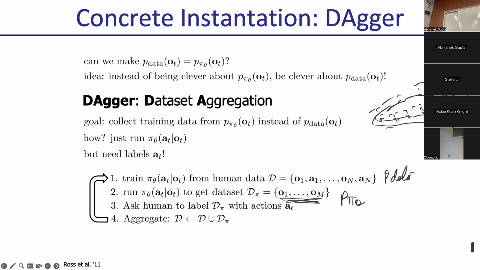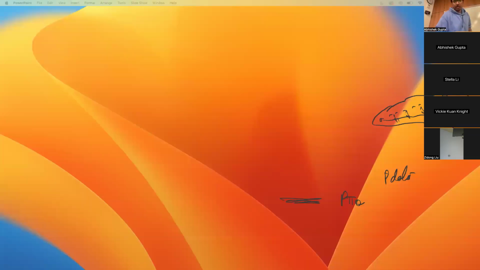Yeah, it's very similar to what reverse KL does. In some sense, you can think of the human expert as your log pi e, and it's saying that I'm going to run P pi theta and label it with log pi e. That's very similar. Great observation.